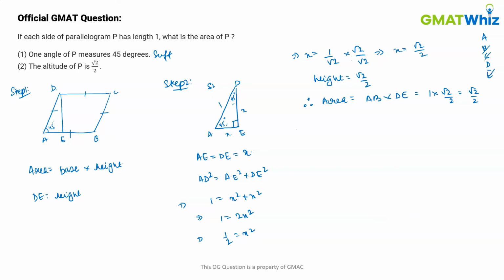We now check the sufficiency of statement 2. According to statement 2, the altitude is equal to root 2 by 2. Now, this directly gives us the height of the parallelogram. Therefore, we can find the area, which is equal to base times height. Now, the base is equal to 1 and the height is root 2 by 2. So, area is also equal to root 2 by 2. Hence, statement 2 is also sufficient and thus the correct answer is option D.